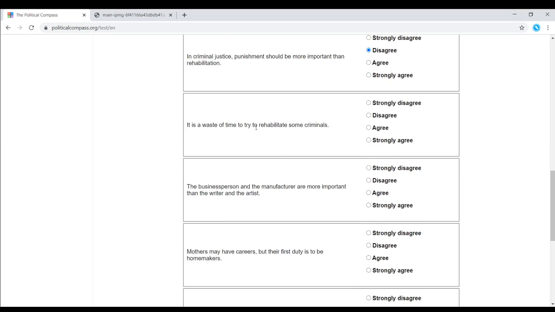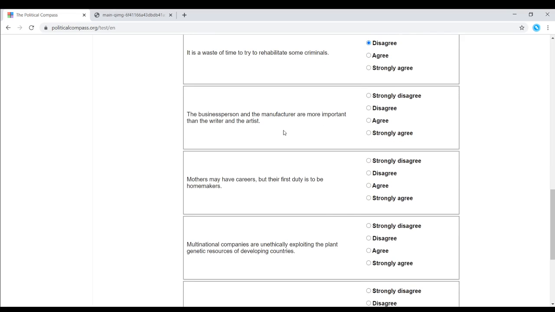It is a waste to try and rehabilitate some criminals. I believe Jesus can change anyone's heart. And so part of me wants to disagree with this, but also I'm not sure we should put all of that on the criminal justice system. So I'm going to disagree, but I'm very neutral on that.